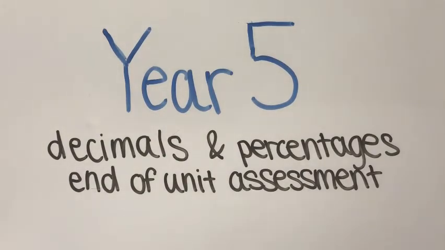In today's video we will be completing the Year 5 End of Unit Assessment for Decimals and Percentages. For this video you will be needing a pen and a piece of paper. After each question, please pause the video and attempt the question, then press play when you are ready to see the working out and solution.